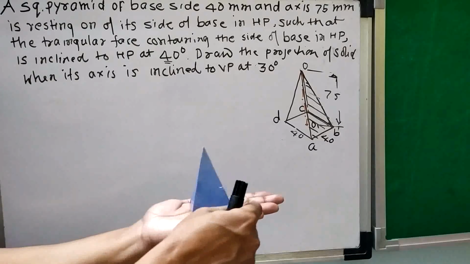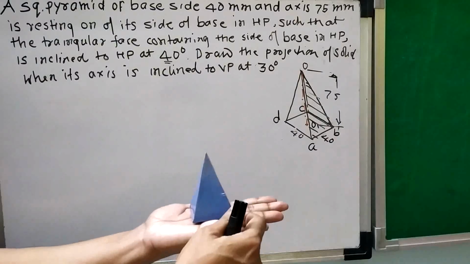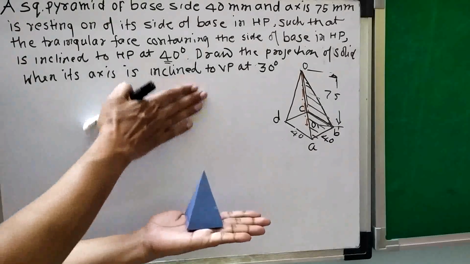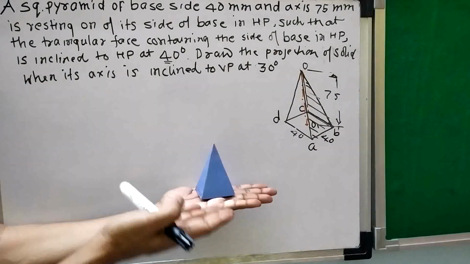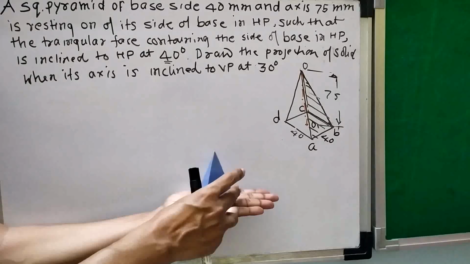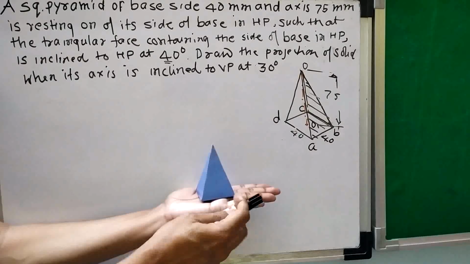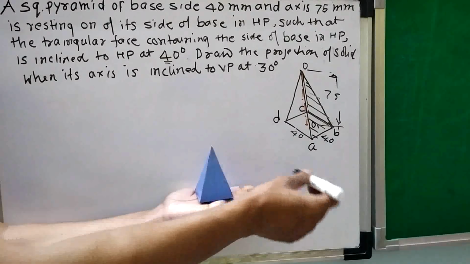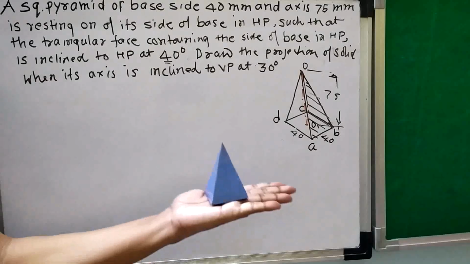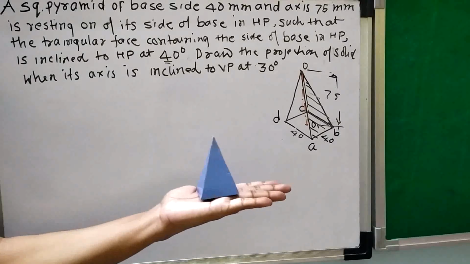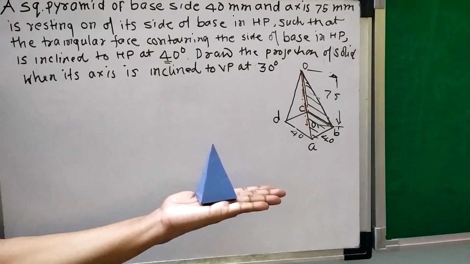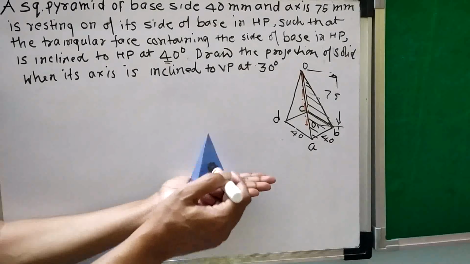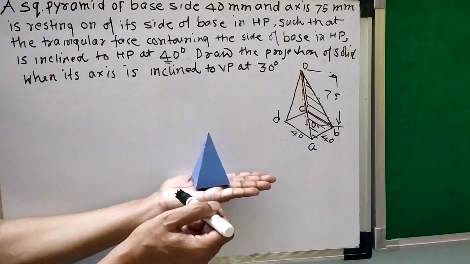But here I will keep the square pyramid in HP in such a way that its resting side, suppose this is my resting side AB, I will keep perpendicular to VP. So this is the vertical plane and this is the horizontal plane. I will keep this on the horizontal plane in such a way that this resting side, A to B, is perpendicular to VP, means perpendicular to XY. Now when I keep this in this position and find its view, how will it look? When I see from front, I can see a triangular face, means this whole solid looks like a triangle in the front view.